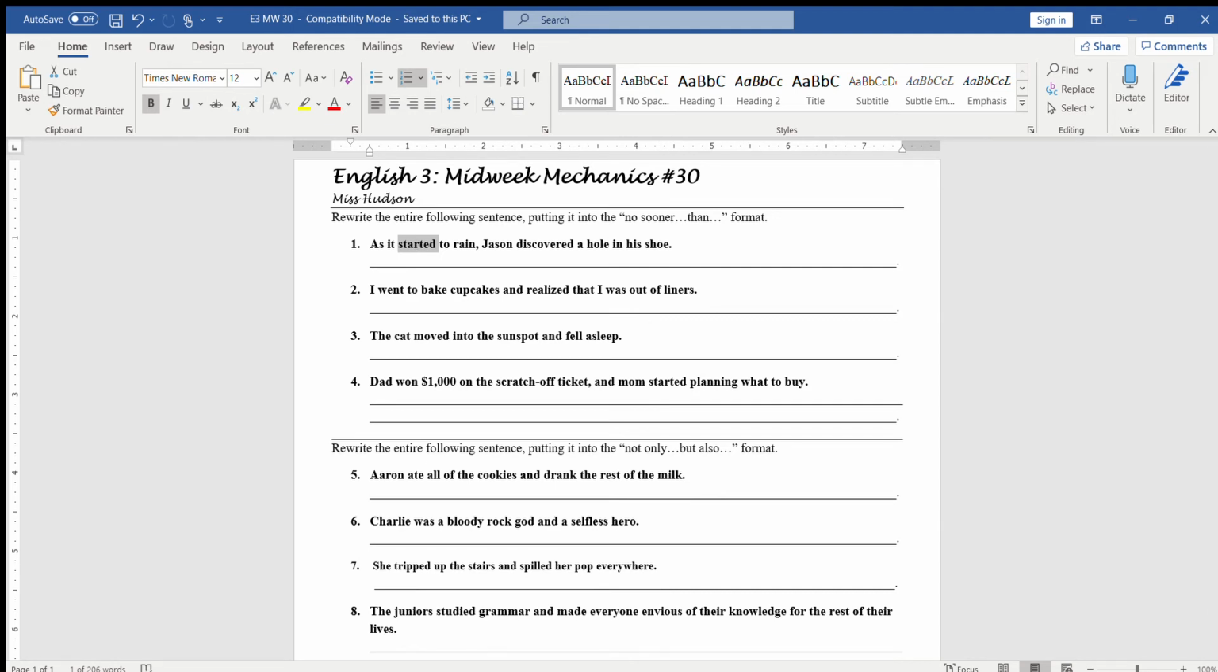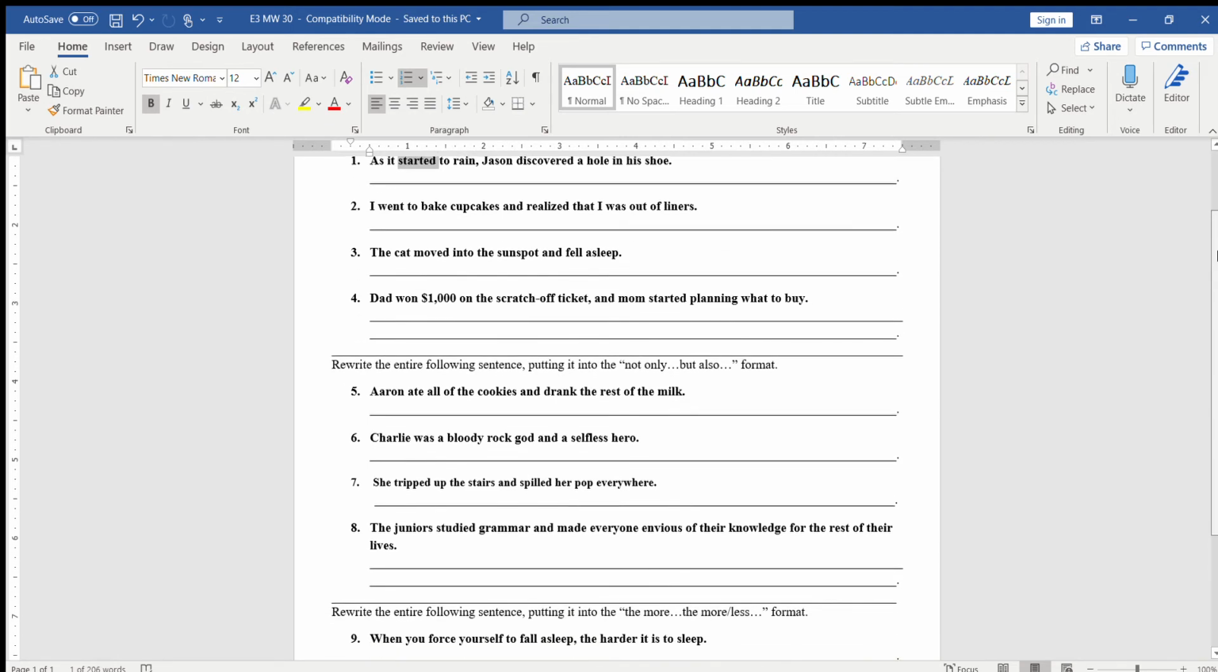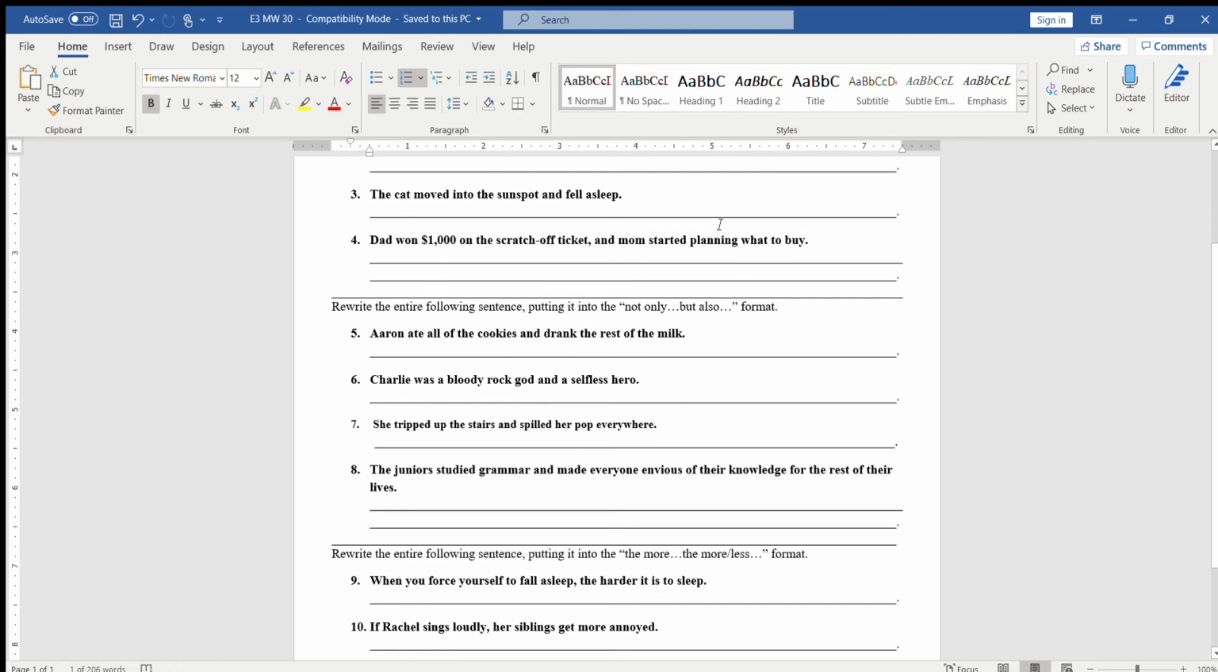The middle part, you're doing the not only but also format. So same type of thing. You need to start off with the not only, but then you need your helping verb, which again is probably going to be had or did.